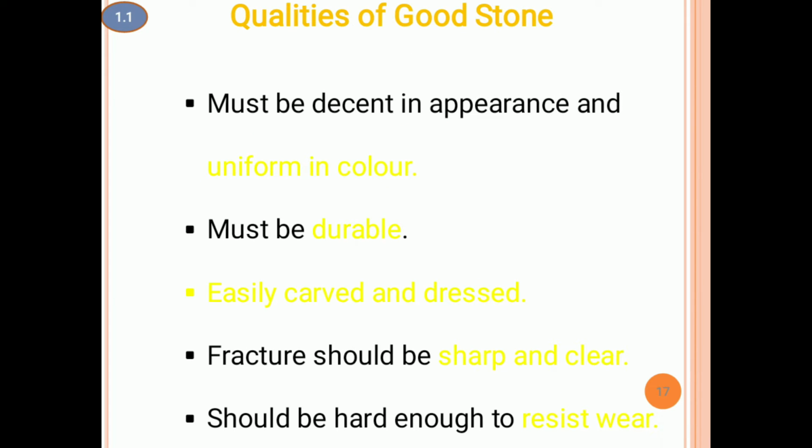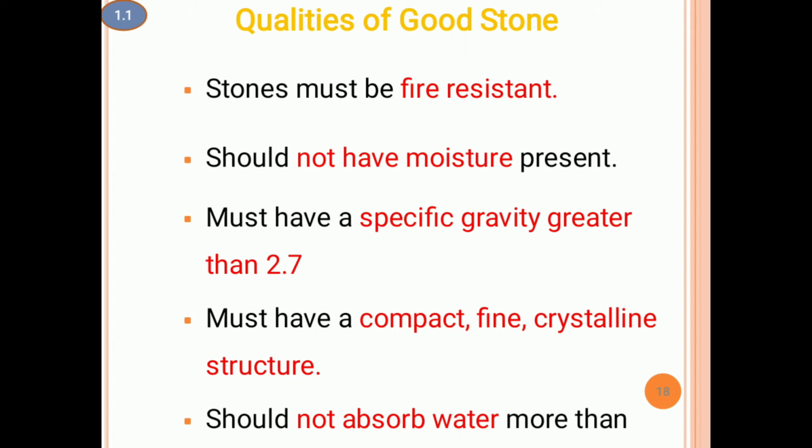Today there are plenty of options of stones. Each place's stones will be unique in nature due to their chemical combinations. As a civil engineer, any stone to be used should have good qualities. It should have a decent appearance and uniform color. It should be durable and easily carved and dressed. The fracture should be sharp and clear, and it should be hard enough to resist wear and tear. These are the basic qualities, common qualities which everyone is aware of.